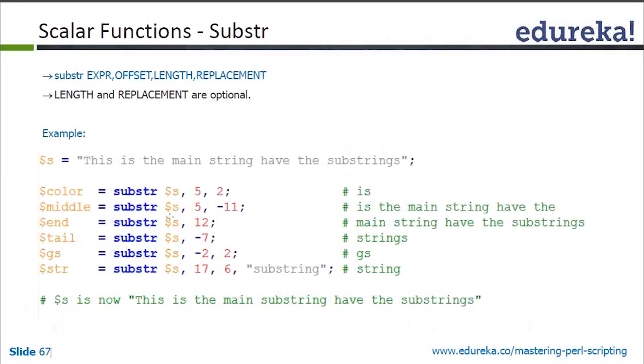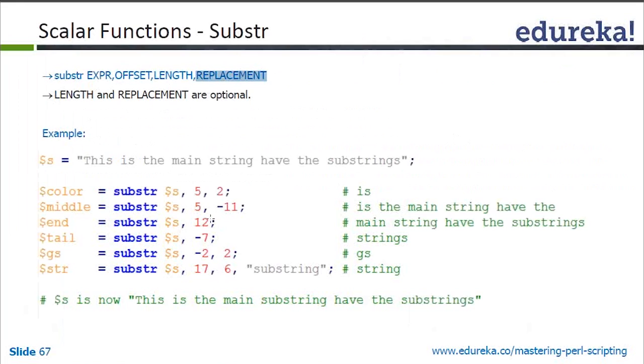Now what does substring do? It is something like a subset. If you talk about a subset, you have a set and you want to get only a part of that set, right? Similarly, we have this function called substr. The syntax is substr EXPR, OFFSET, LENGTH, and REPLACEMENT.